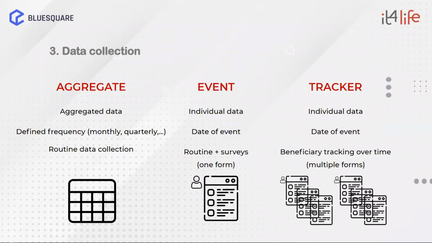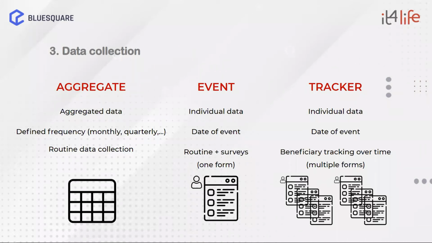In the aggregate data model, we mainly collect numbers. It's aggregated data on a defined frequency, could be monthly, quarterly, and routine data collection. The example is a form for a weekly or a monthly report that you're able to set up in DHIS2. You have a paper form that used to be used in the field. You replace it by this form in DHIS2, and I will show you in the next slide.